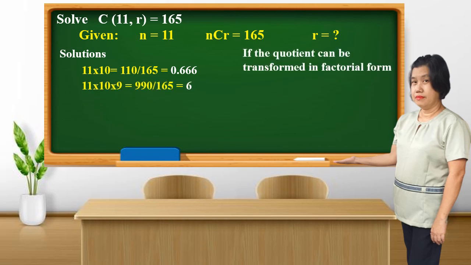So the next one will be 11 times 10 times 9 is equal to 990 divided by 165, and that is equal to 6. Since 6 can be transformed into factorial form, we are going to use 6. And that is equal to 1 times 2 times 3, and that is equal to 3 factorial. So we have 6 is equal to 3 factorial, and the value of r is equal to 3.